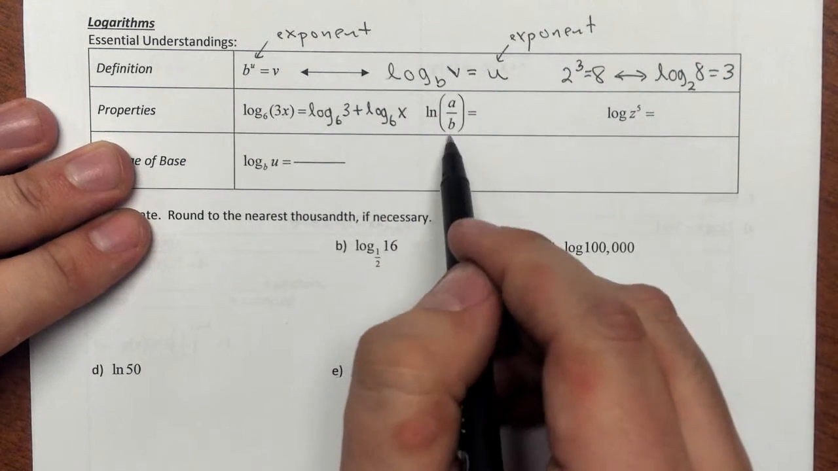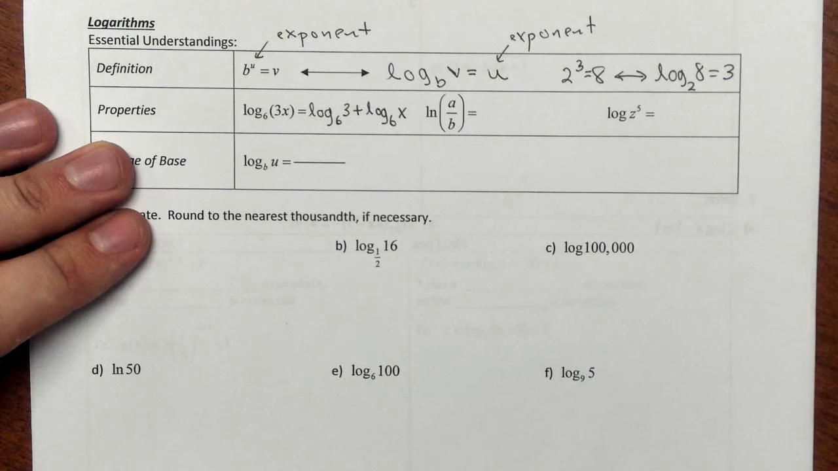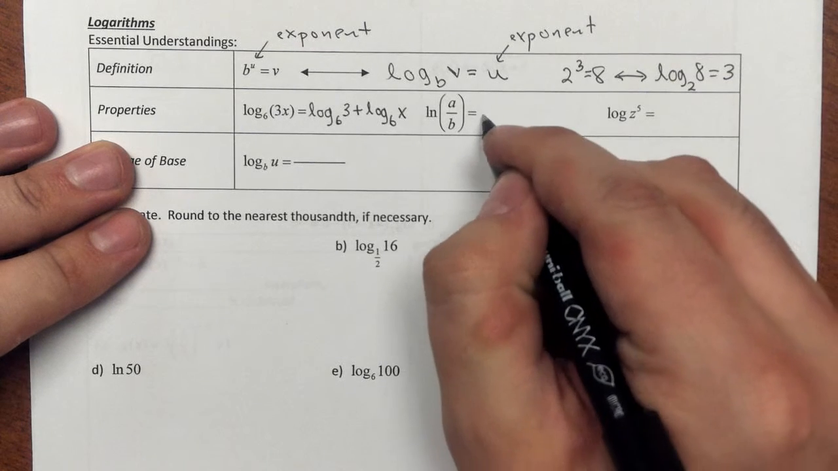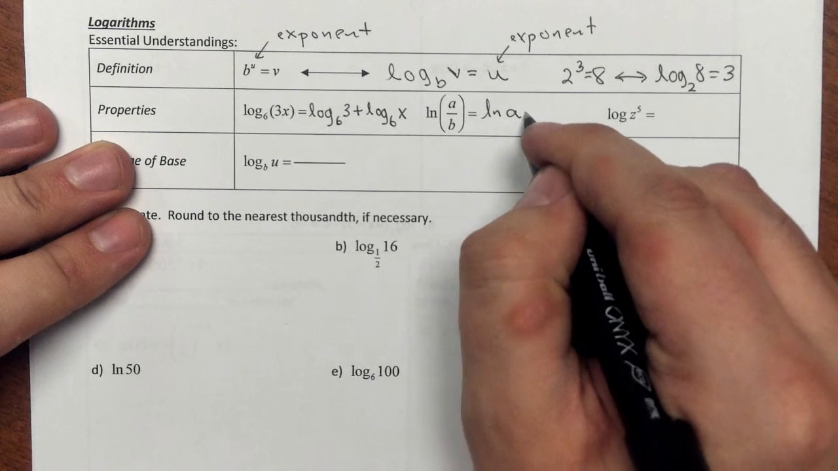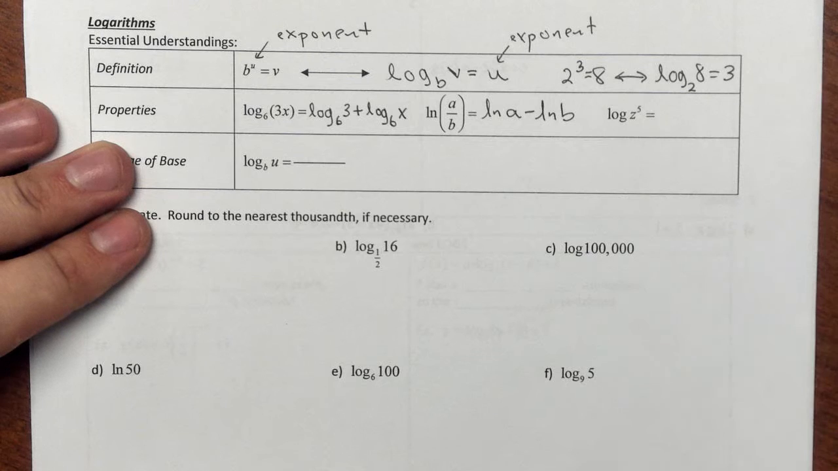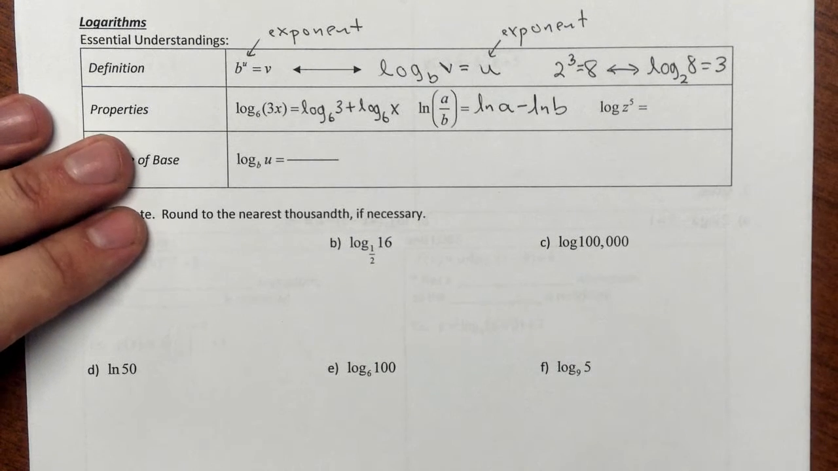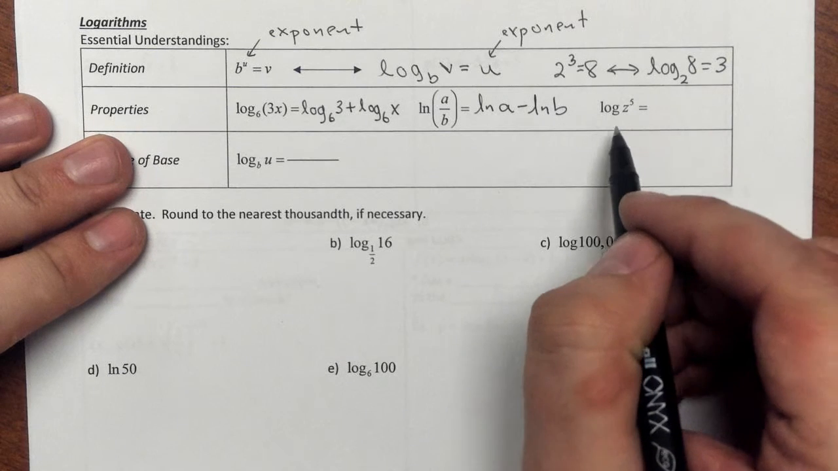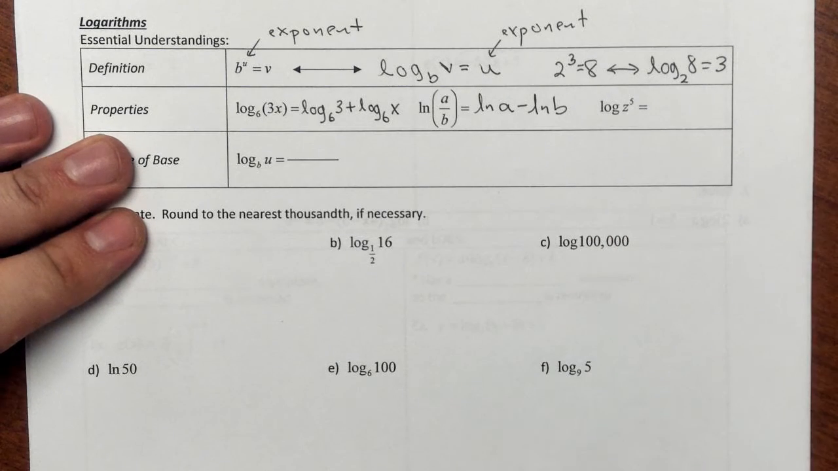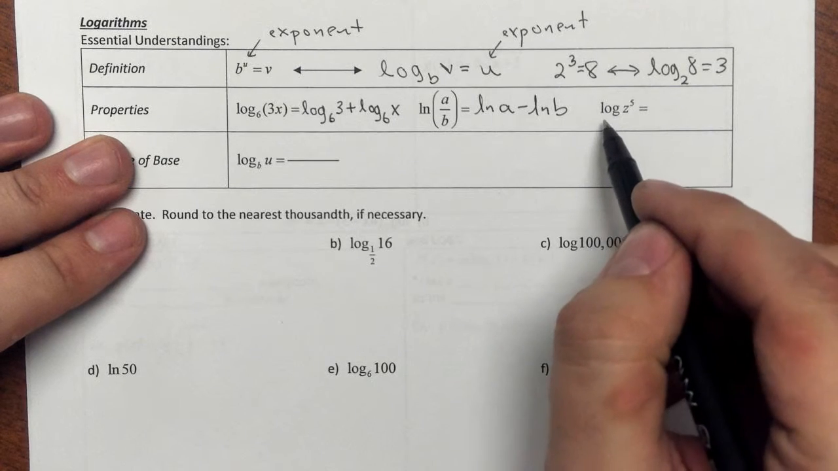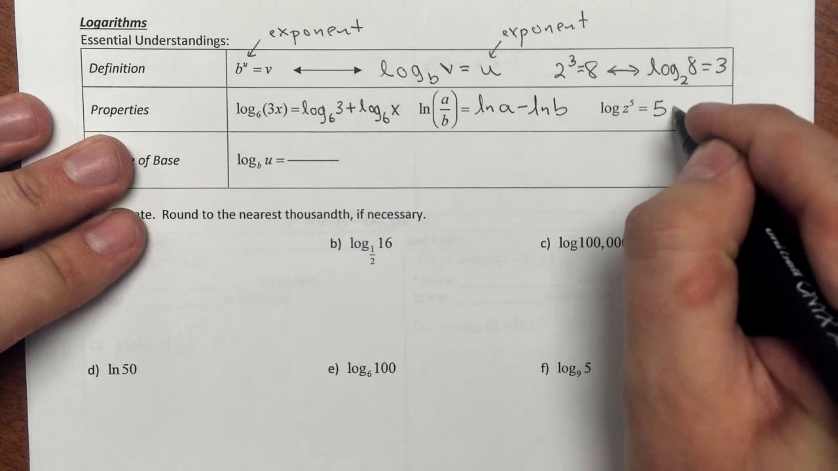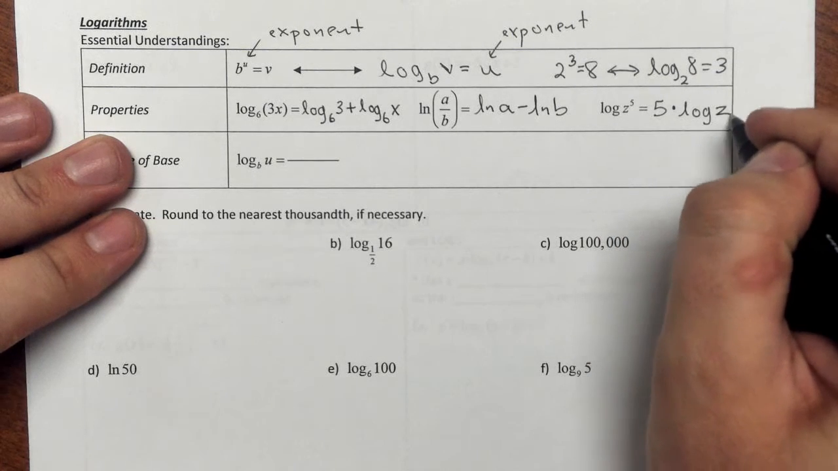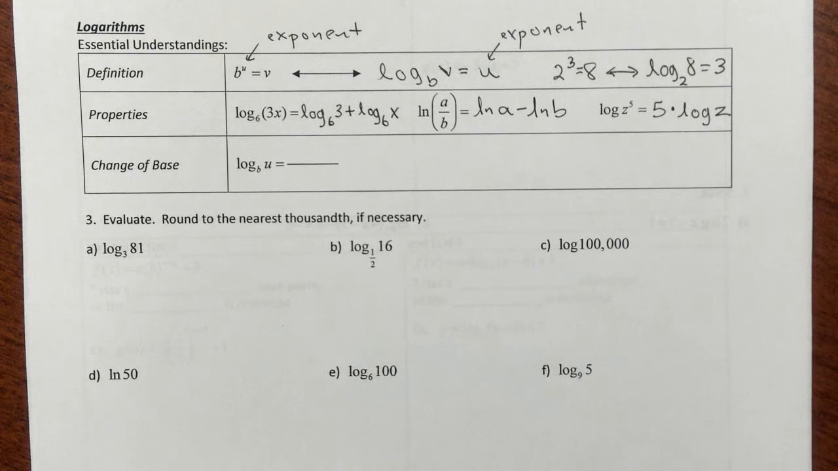If I have a quotient inside my logarithm, so here I have the natural log of a over b, which I know is a log of base e, division inside means outside I have subtraction. So the natural log of a minus the natural log of b. And my final log property that we used: if I have an exponent inside, so here I have a common log, which is base 10, the log of z to the fifth, that exponent inside the logarithm gets multiplied in front of the logarithm. So I get 5 times the log of z.